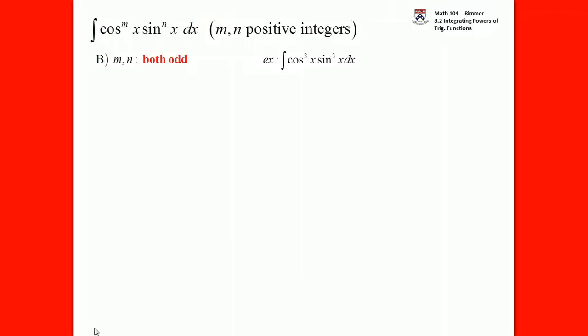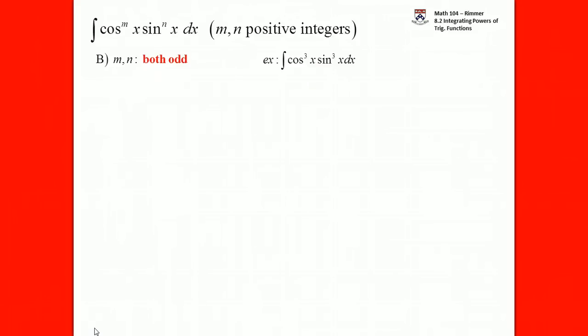This time, though, I got my choice. Both of them are odd. I get to pick which one I want to peel off and do the whole substitution with. Last time I chose to take the cosine and peel off one of that. This time I'm going to choose to take the sine and peel off one of that, just so you can see how that works. Question?